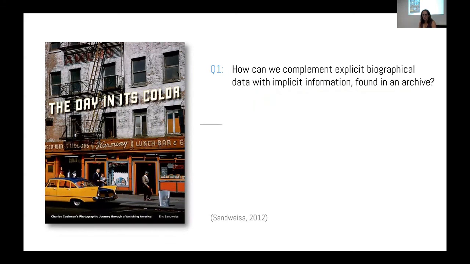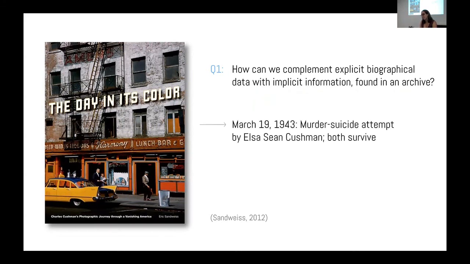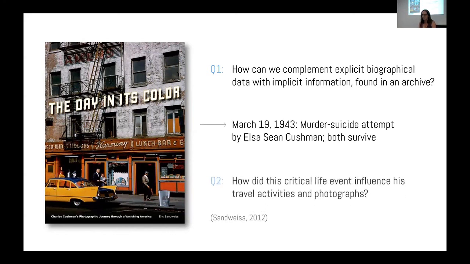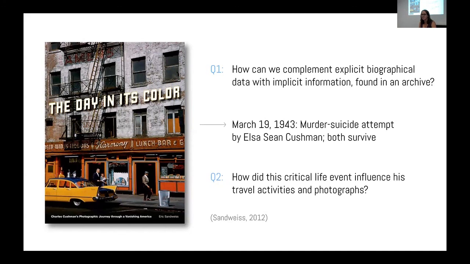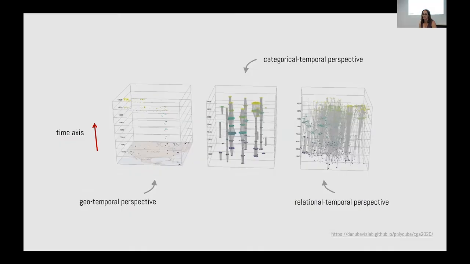And in this book we somehow figured out there was some event in his life. His wife shot him and herself, and both survived. So it was really interesting to see that. But the question was, how did this also influence his photographs and the collection we have here?